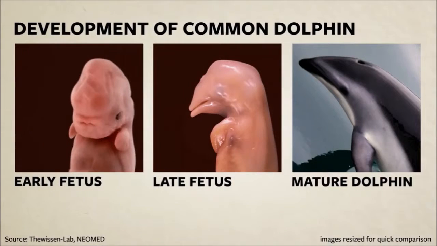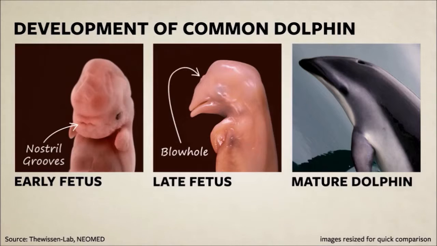These are all photographs of a common dolphin at different stages of growth. Notice that early on, we see 2 nostril grooves on the front of the face, just like you'd expect in a puppy or a human. As the dolphin continues to grow, the nostrils migrate to the top of the head and fuse together, becoming the dolphin's blowhole.